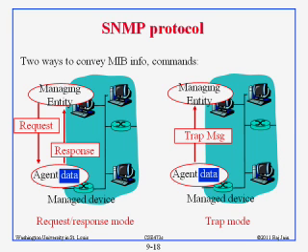So most of the things are request response, but there are some traps. But there are 2 kinds of request. One is simple get request and one is get request next. Why get request next? Often you have a whole table to be read.